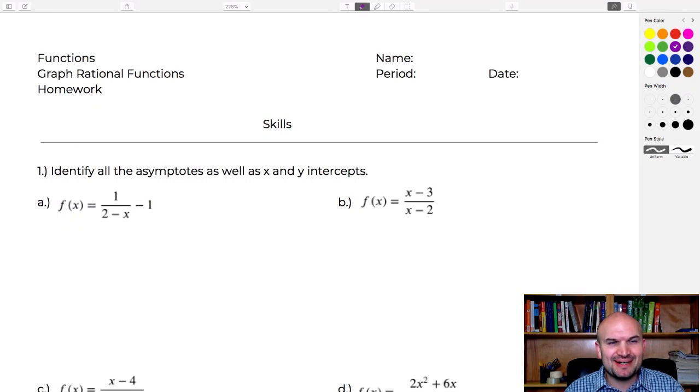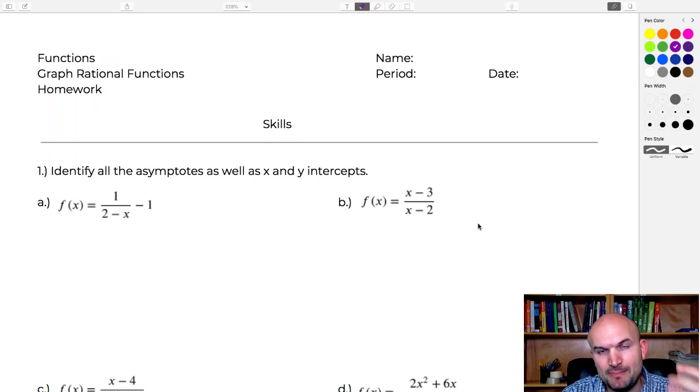All right, welcome everybody. So what I want to do is cover a homework assignment for graphing rational functions. Now, I'm actually not going to get into much of the graphing portion of that, because typically I'll just go ahead and use Desmos or a graphing calculator when we need to graph.